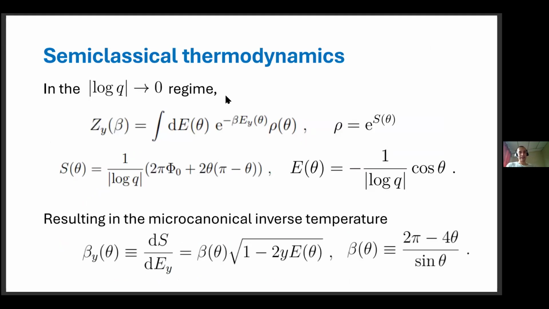So there's a semi-classical regime where you can recover that the on-shell action takes this form.